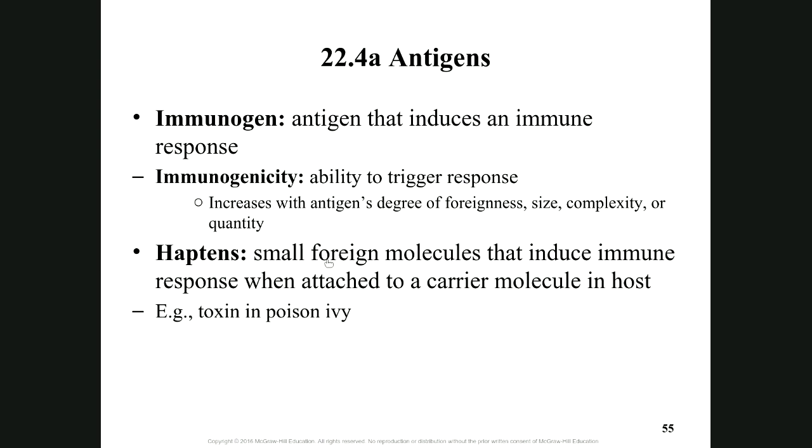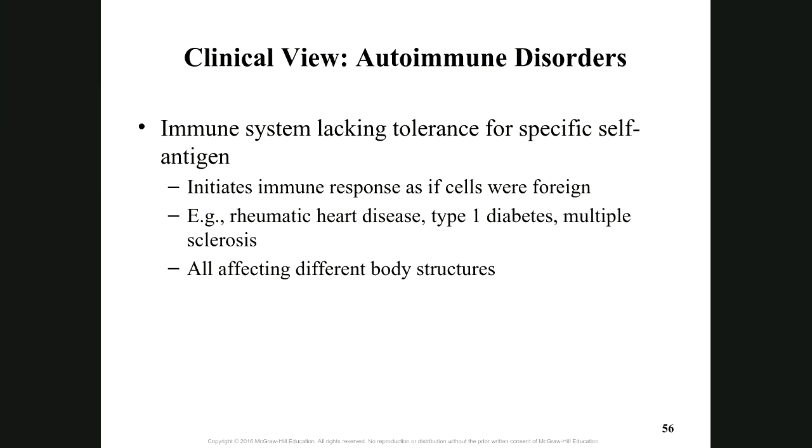And haptens are small foreign molecules that induce the immune response when attached to a carrier molecule in the host, like the toxin we have in poison ivy, which is called a hapten. It's different from the epitope. The hapten itself doesn't have antigenic activity, but when it attaches to the carrier molecule in the host, it becomes an antigen, and it can trigger and stimulate the immune response.